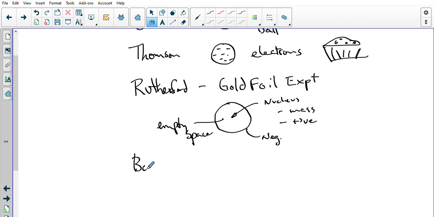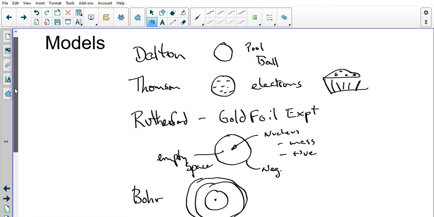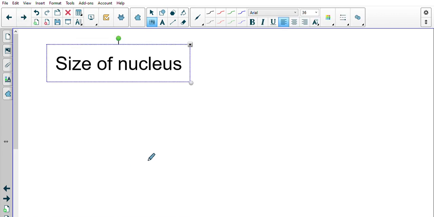And so Bohr came along, and Bohr basically said they don't. What they do is exist in these orbits around there. So this is the progression. From a chemical physical point of view, it's always like a pool ball. But how things are arranged inside here, through Thomson, Rutherford, Bohr, and beyond into wave models and so on, just show more complications.